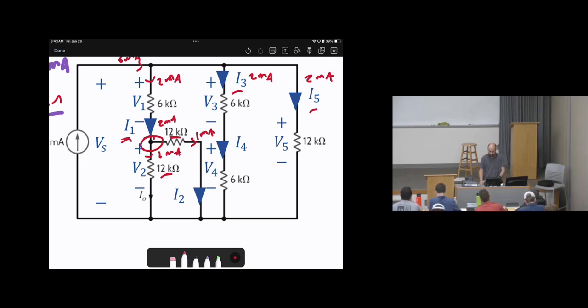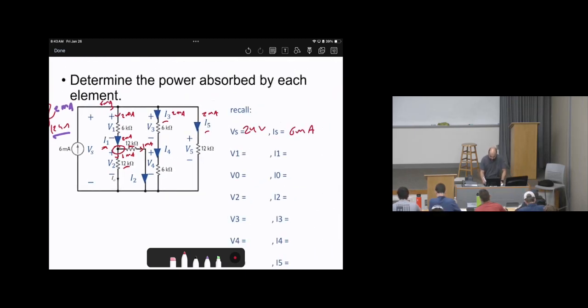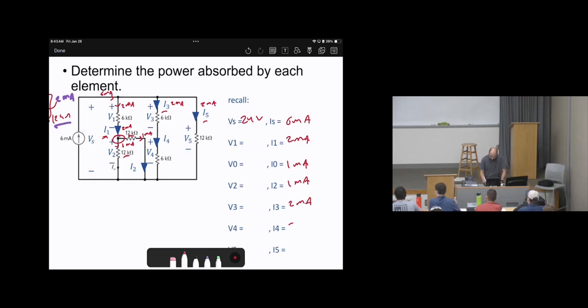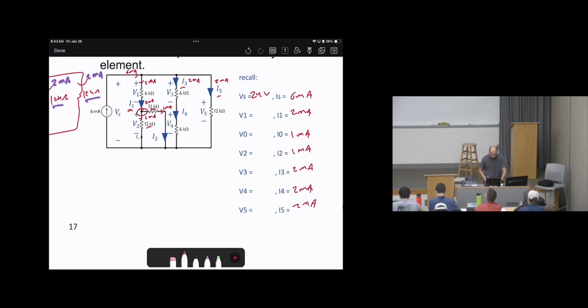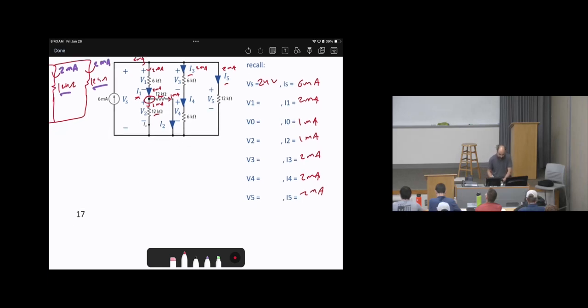Now I know all of the currents. So let's put the values here. This is 2 milliampere. This is 1 milliampere, 1 milliampere, 2 milliampere, 2 milliampere, 2 milliampere. If you need to calculate the voltages, I times R, I times R. But actually, to calculate the power, there is no need to calculate the voltages. Just knowing the currents and the voltage source is enough for you. Now, let's start to calculate the power for all of the elements.